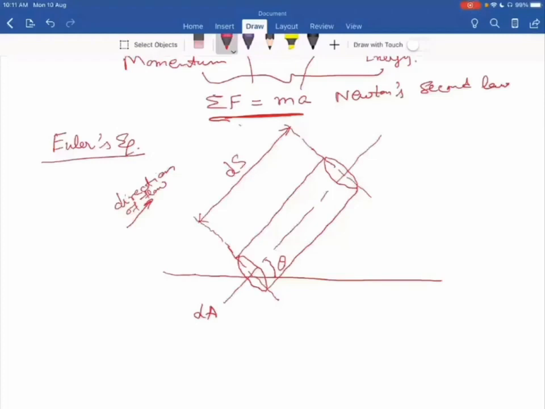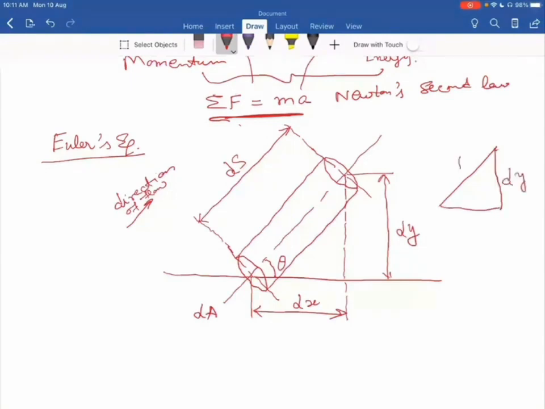If we talk about its projections, its vertical projection along this line is dy, and the horizontal projection is dx. So this is something like this: this is dy, this is ds, the angle is theta, and the horizontal dimension is dx. Now I see the various forces acting on the fluid which is passing through this pipe. This is the direction of flow. Now I try to write the forces.